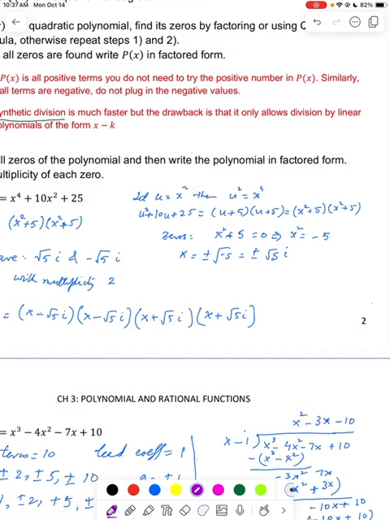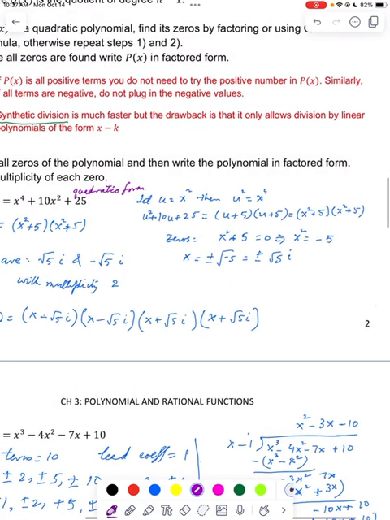This is not a quadratic, but this is what we say is quadratic form. So we can see that by doing a substitution. I say let u is equal to x squared, then u squared will be x to the 4, and your polynomial becomes u squared plus 10u plus 25, which can be factored as u plus 5 times u plus 5. Now if I replace the u by its value, which is x squared, I get x squared plus 5 times x squared plus 5.